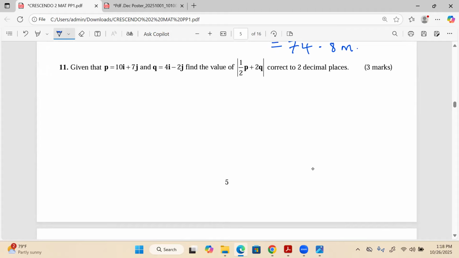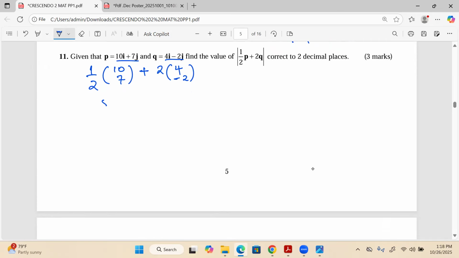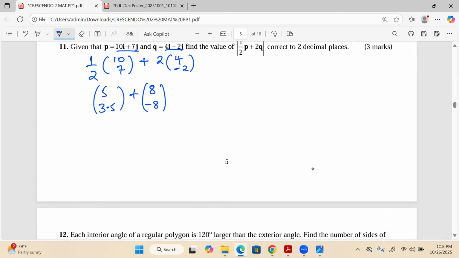Let's first find half vector P, which is 10, 7. We can pick the coordinates from the unit vectors there: P is 10 and 7, and Q is 4 and -2. So this should be 5, 3.5, because I have to multiply everything by half, plus 8, -4, like that. 2 multiplies everything also in the second one. So here we are getting 13, and on the other side, we need 3.5 minus 4, giving us -0.5.